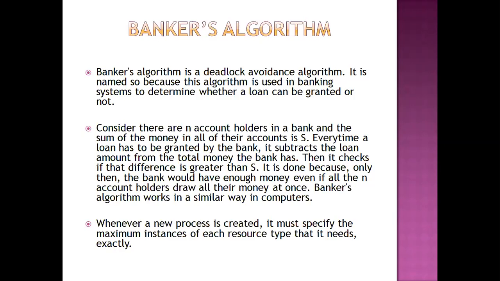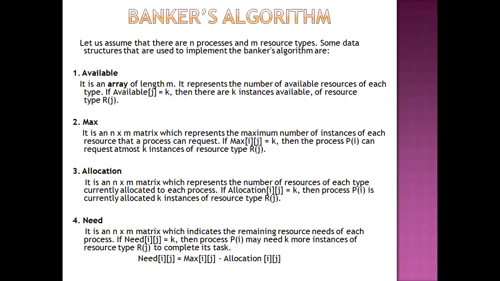So whenever a new process is created, it must specify the maximum instances of each resource type that it needs exactly. It means whenever a process is created, it has to tell the operating system the maximum number of each resource it needs to finish its complete execution. Here, instances is nothing but the number of each resource type. Let's assume that there are n processes and m resource types.